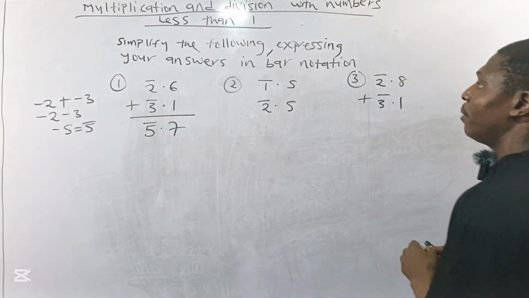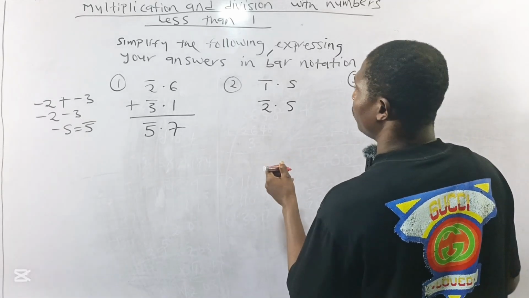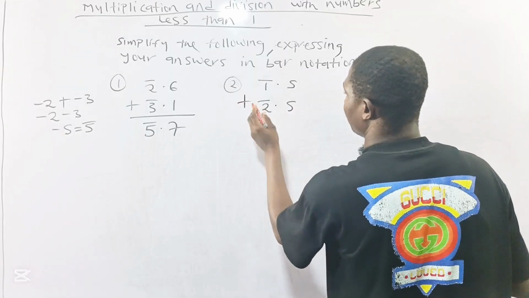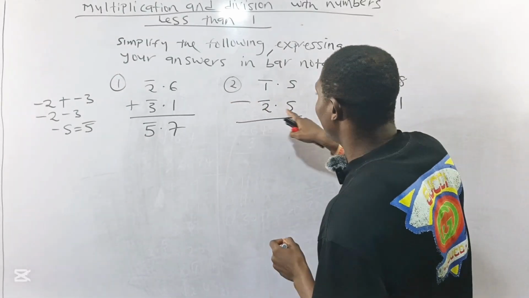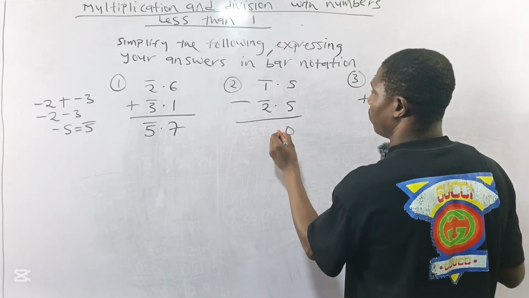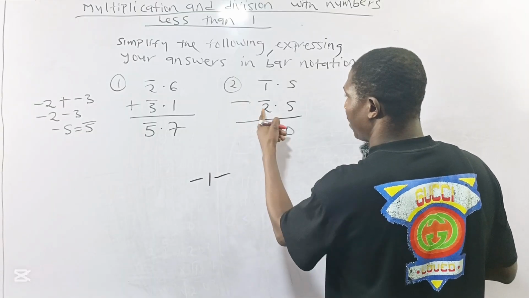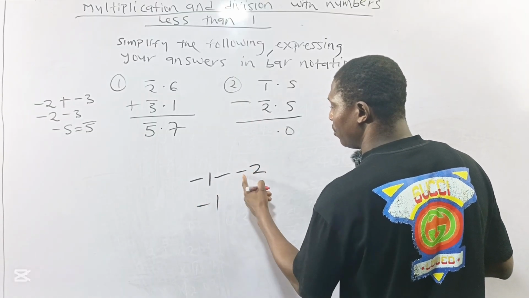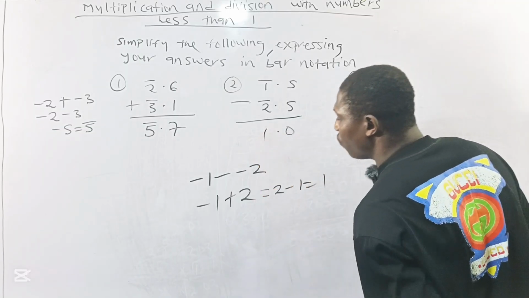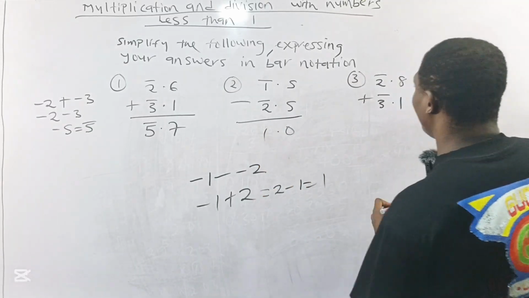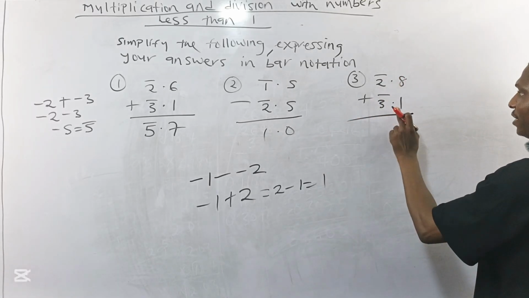The second is bar 1.5 and bar 2.5. Let's assume we are subtracting. 5 minus 5 will give me 0. And I have bar 1 minus bar 2, which is minus 1 minus minus 2. Minus minus is plus 2, which is the same as saying 2 minus 1, which equals 1. So we have 1.0.